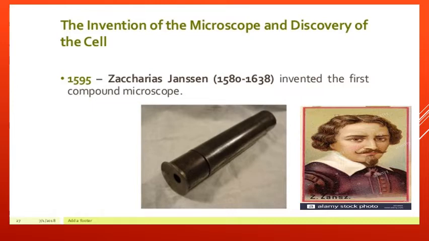I know you all must know this. When I say Dutch, that means he is from the Netherlands. When I say English scientist, that means he is from England. Indian scientist means from India. So he was a Dutch inventor and a spectacle maker.